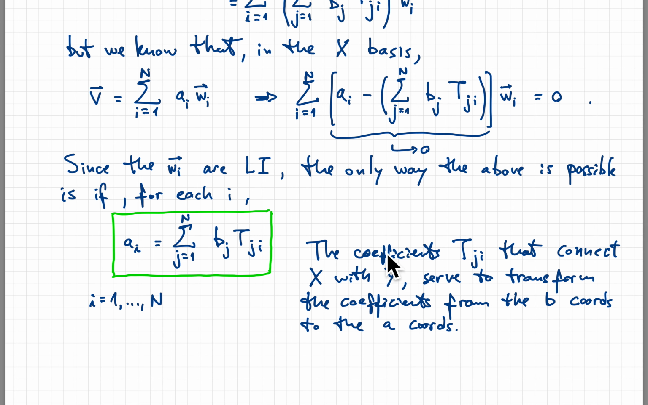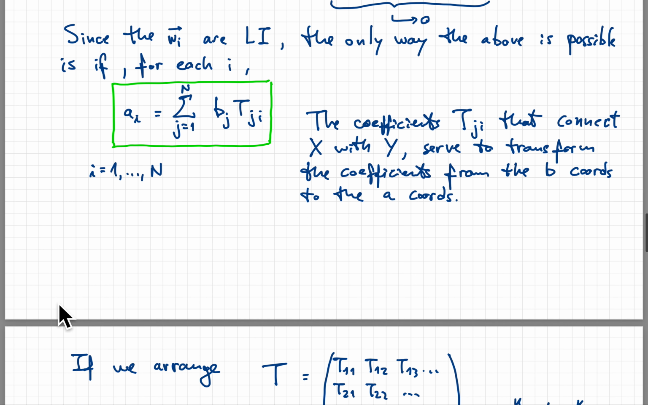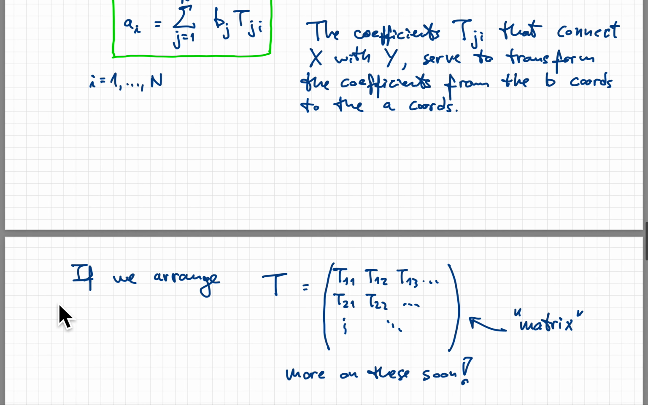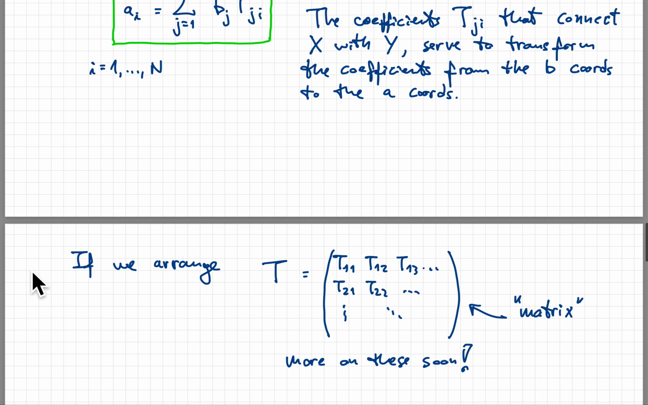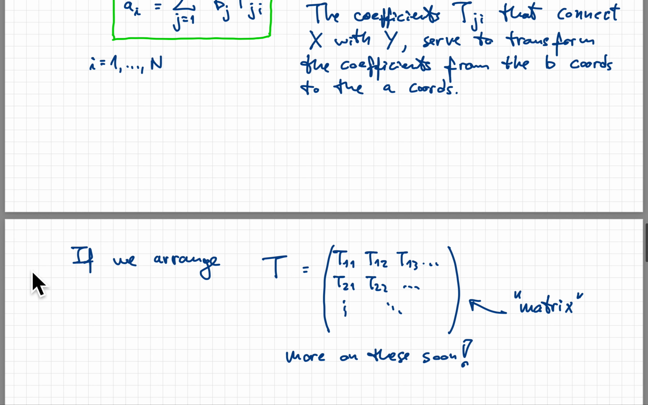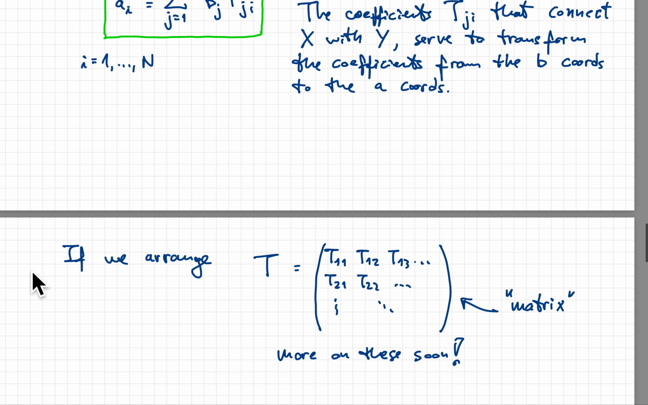So the coefficients t_ji that connect the x basis and the y basis serve to transform the coefficients, or the coordinates b, to the coordinates a. If we arrange these coefficients t_ji into an array like this, we obtain what we call a matrix. And this is, I believe, the first time I used the word matrix in this series, or one of the first times anyway.